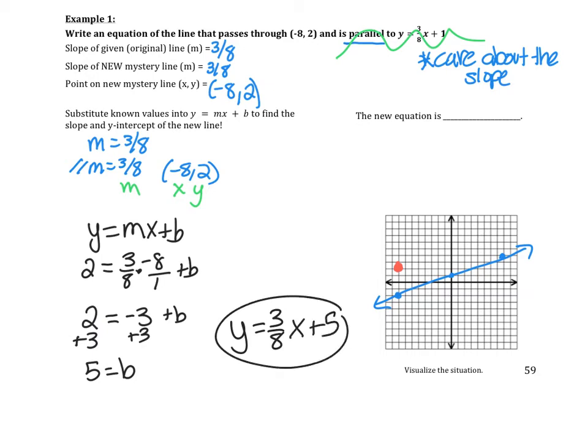Now visually, we could check this on the graph, and we could take our point, and we could go up 3/8, and we'd see that this is in fact the correct y-intercept. We also could substitute in our point (-8, 2), which is how we should always check this kind of equation. And we're done.